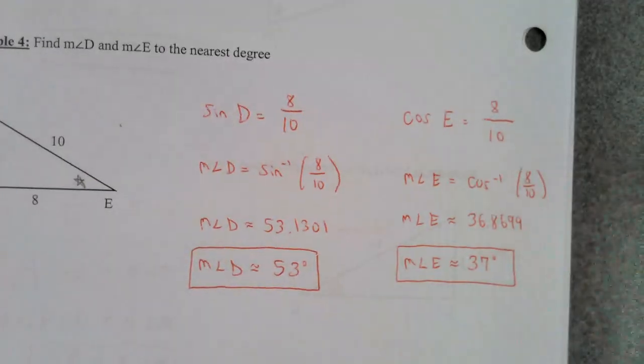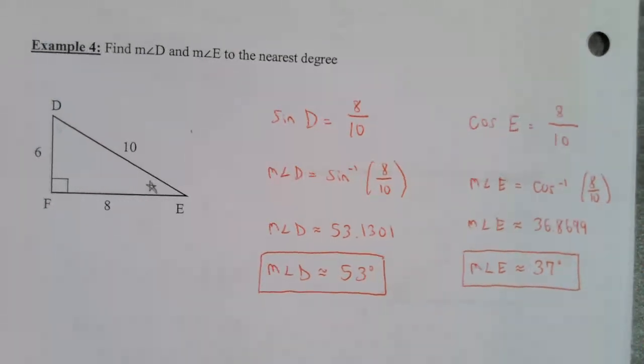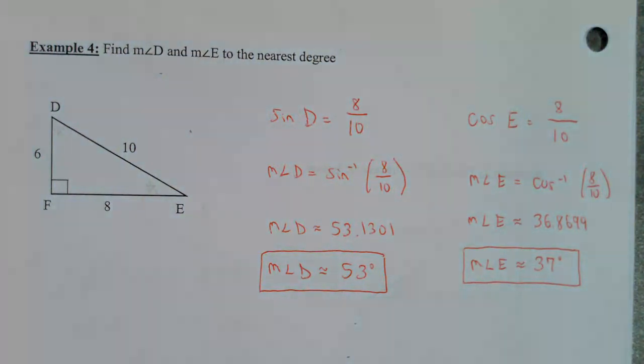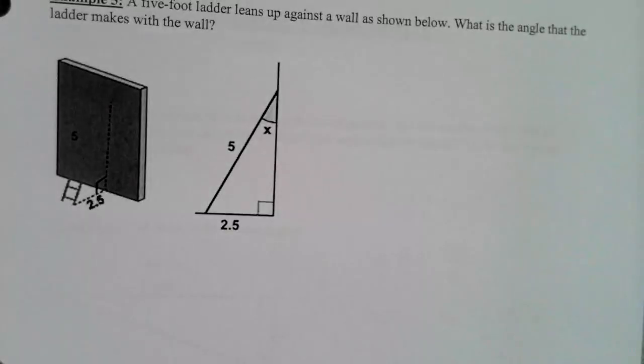And again, like I said before, those two angles should add up to 90 because all the angles in the triangle add up to 180, and you already have the 90-degree angle. So if you double check, we have 90 plus 53 plus 37. That does add up to 180. Okay, so that's a good way to double check your answer. All right, last one. We have one word problem.